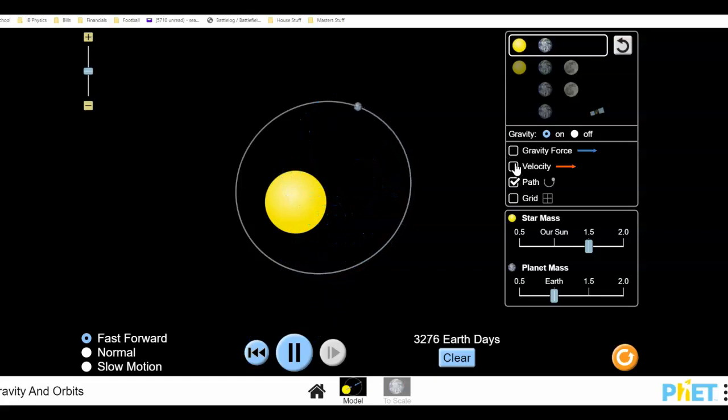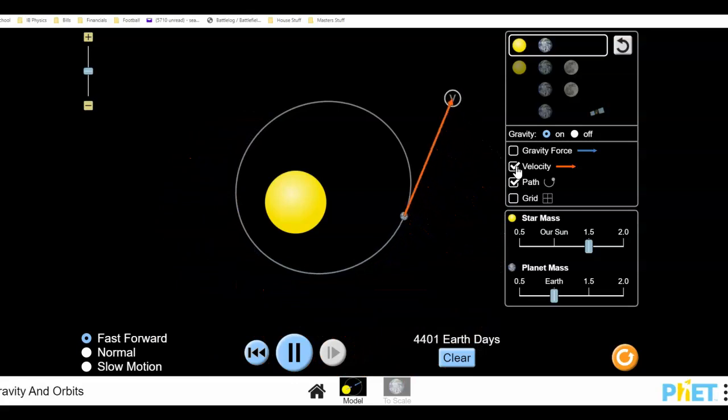Now, let's see how the velocity is affected. So this red arrow is the velocity of the Earth. Notice that the arrow gets shorter as the distance gets farther away, and then as the Earth gets closer to the Sun, the arrow gets longer. And you can actually see, even if I take the arrow off, the Earth speeds up, it picks up speed as it goes closer to the Sun. So the takeaway is that the closer an object is to whatever it's orbiting, the faster it's going to move.